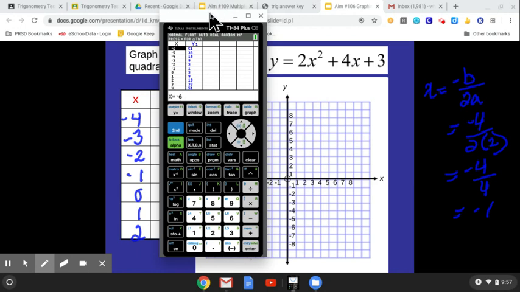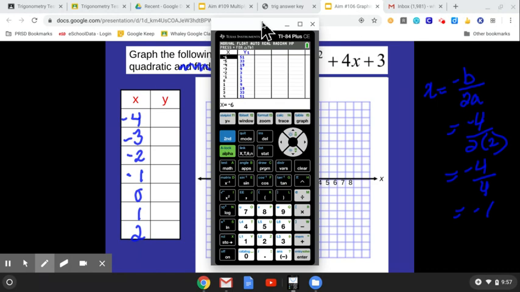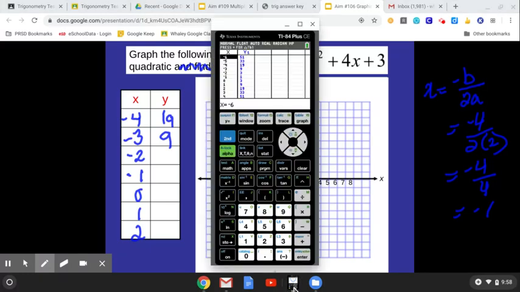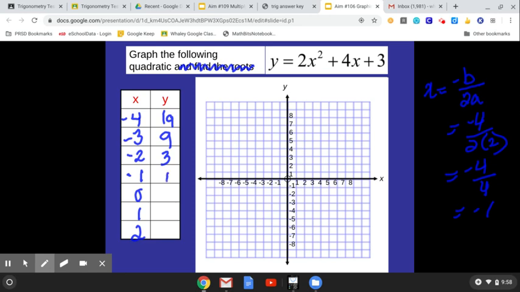Now look at this. -4 is 19. -3 is 9. Let me go back again. -2 is 3. -1 is 1. 3, 9, and 19. Okay, so I can see right off the bat when I go to graph this thing, I'm not going to be able to plot those first 2 points because I don't have room to go up to 19. That's no problem. I still should be able to get that nice U shape from the points that I have left.